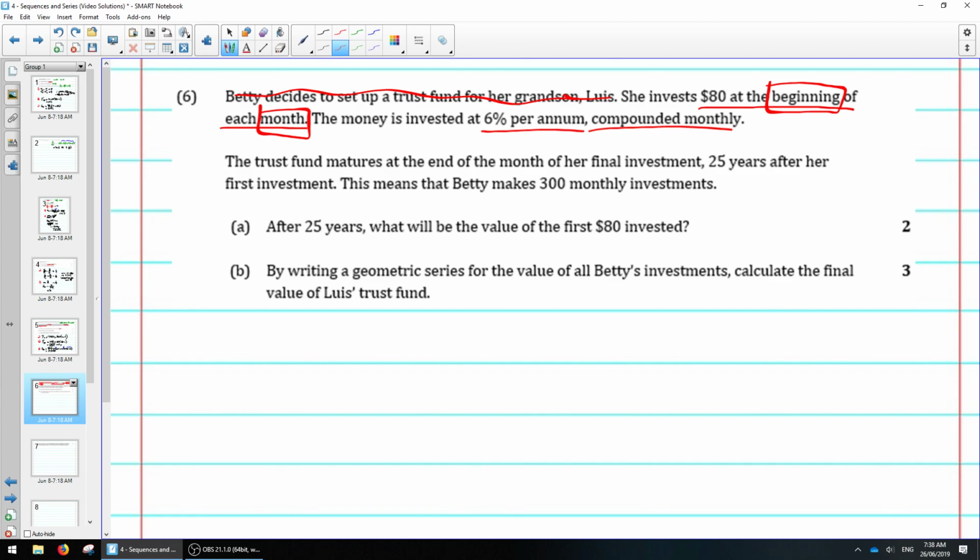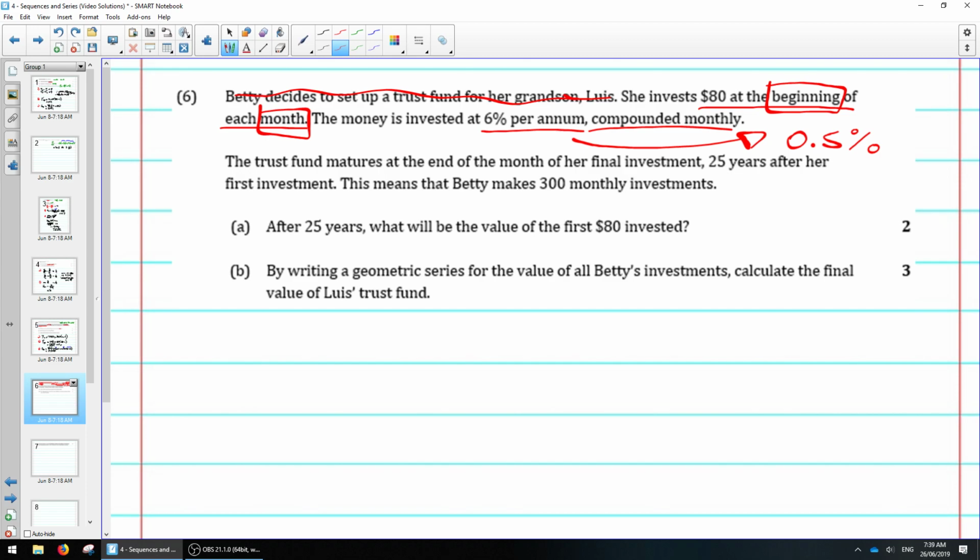We have our per annum rate. We don't want to use a per annum rate because we want it in months. So we're going to divide that by 12. So 6 divided by 12 is 0.5. So we have 0.5%. Do not use 6%, otherwise, doing 6% per month is just an insanely good rate.